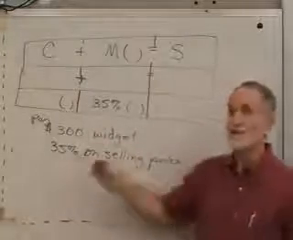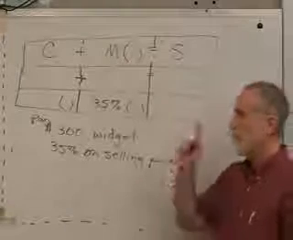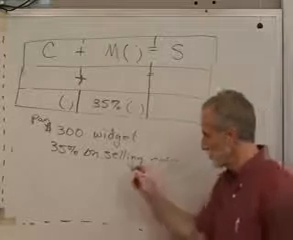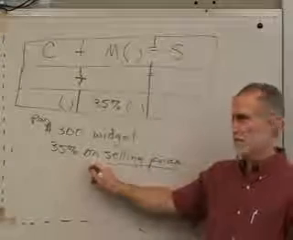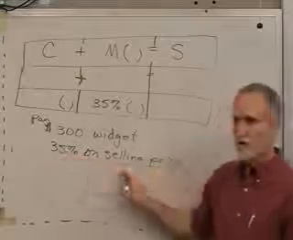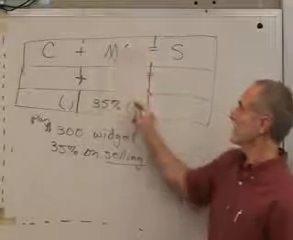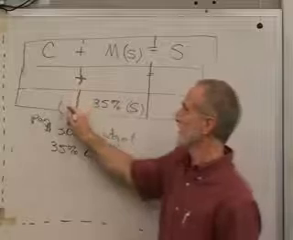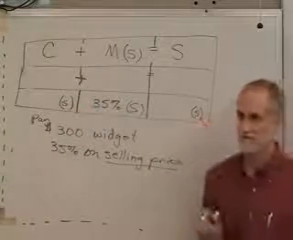Now, the numbers are exactly the same as the previous problem. The only thing that's different are these words coming after the word "on." This 35% is no longer on cost. It's on selling price. Every one of these percentages is based on the selling price.